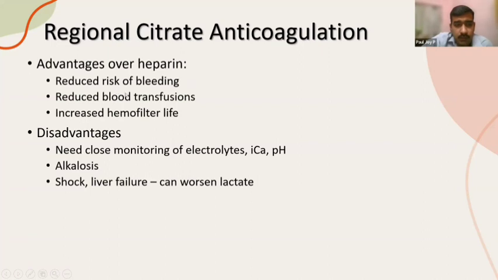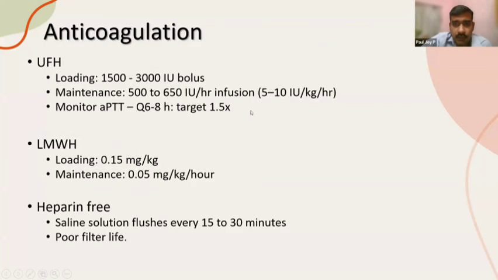In CRRT, regional citrate is preferred over heparin. It has been shown to have a reduced risk of bleeding, reduced blood transfusions, and increased hemofilter life. But there are certain disadvantages, like the need for close monitoring of electrolytes, ionized calcium and pH, and alkalosis. And in certain situations like profound shock and liver failure, it can worsen the lactate levels.